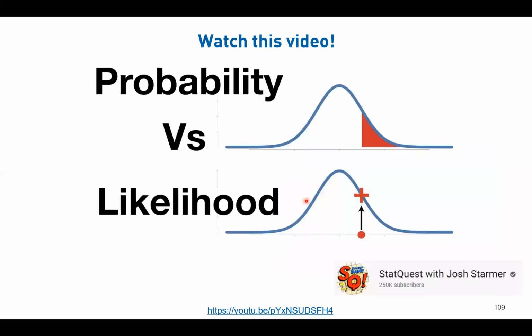So if you are still confused, I guess maybe some of you are, a good place to go is to watch this video. In that video, this guy explains the difference between the probability and the likelihood, okay?